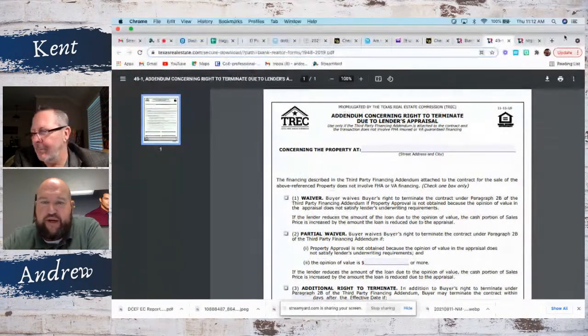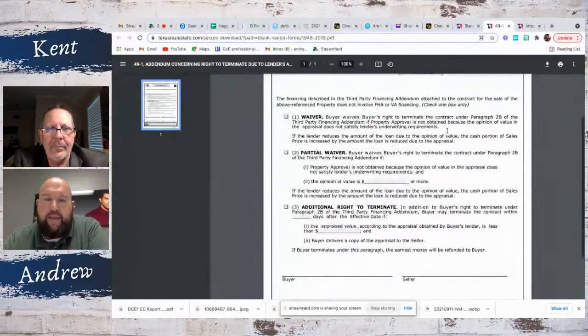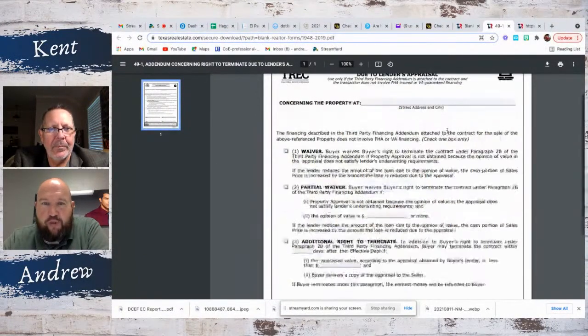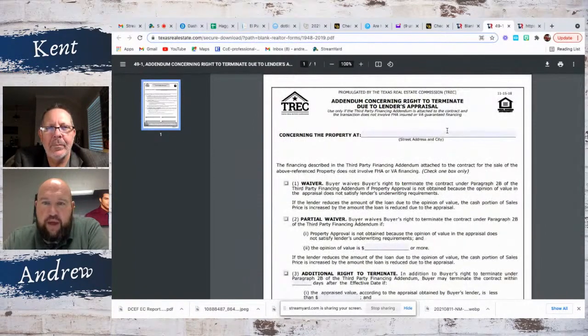Again, you're going to put the street address and the city at the top. We have 3 options in this contract, and that's kind of the nice thing about this contract. This form is for conventional loans. It says it very clearly: use only if the third-party financing addendum is attached to the contract and the transaction does not involve FHA insured or VA guaranteed financing. So if it's an FHA or VA loan, you do not use this form. It says it right there at the very top of this page.